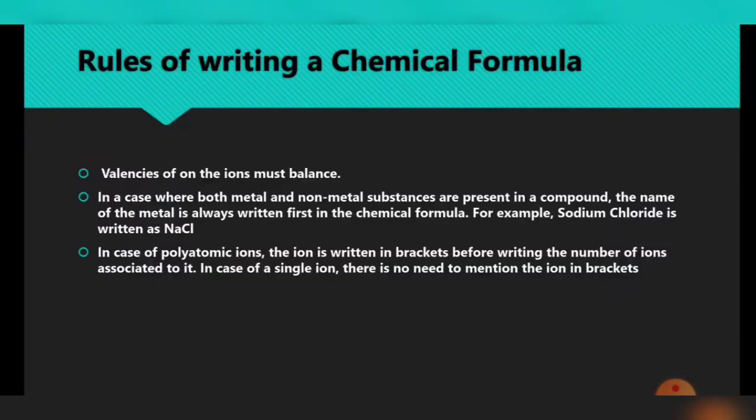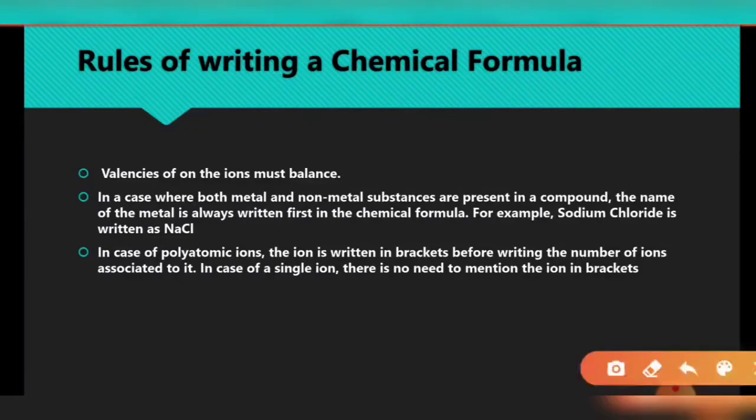Now there are some rules we should know before learning how to write the chemical formula. First rule is that the valency on the ions must be balanced. The valency should be balanced by the other ion, other element, other atom. If we are talking about metals and non-metals in a compound, the metal name should always be written first, then the non-metal name. For example, sodium chloride, NaCl.